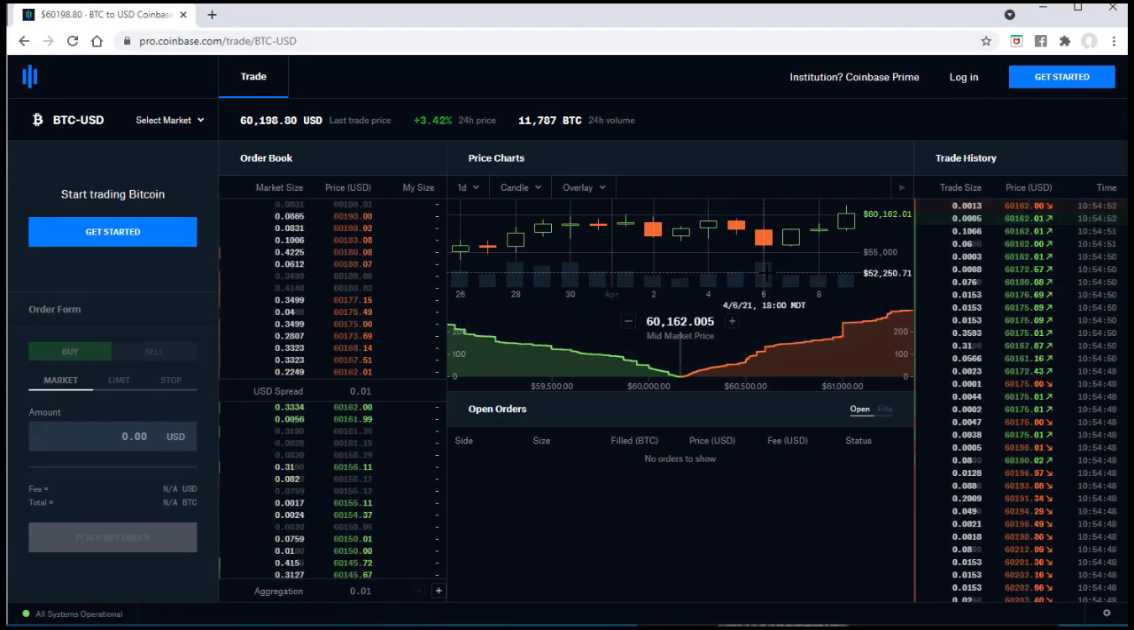You can see the volume is very important to look at if you're looking at trading, especially on a short-term basis. It gives you an idea of where the market is headed. At least it gives you an idea of the current market sentiment.